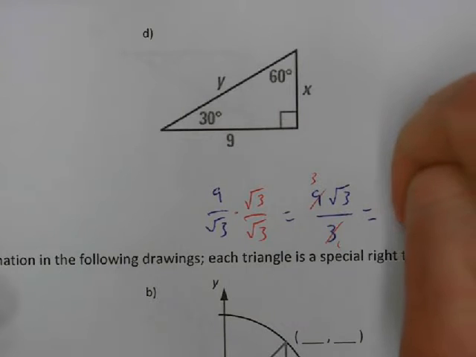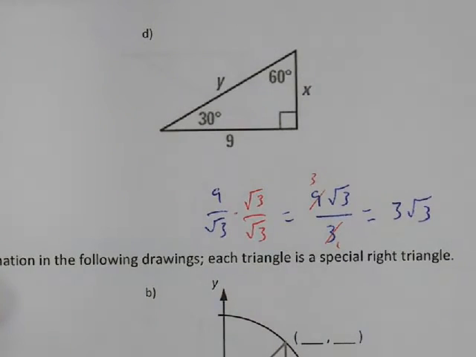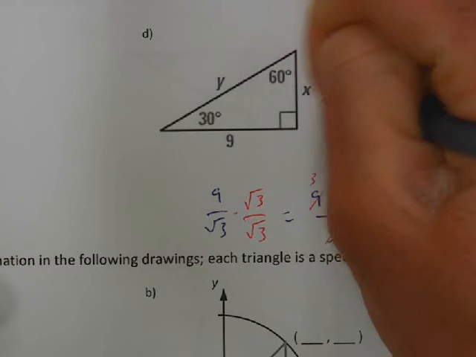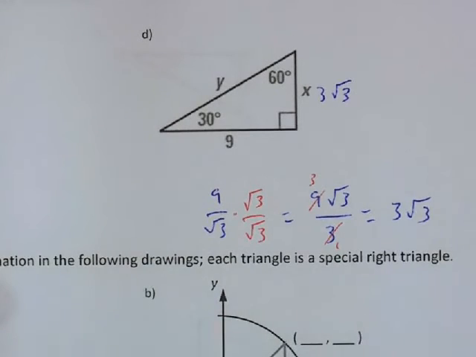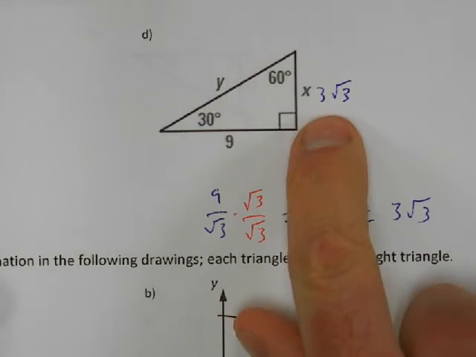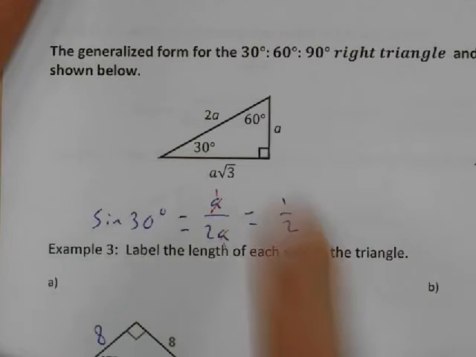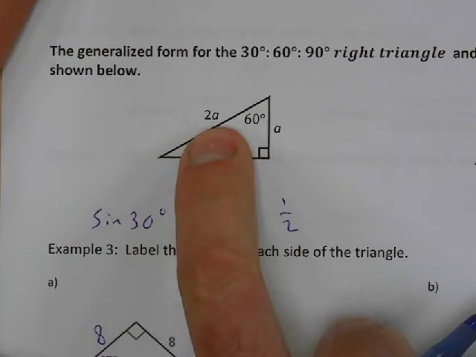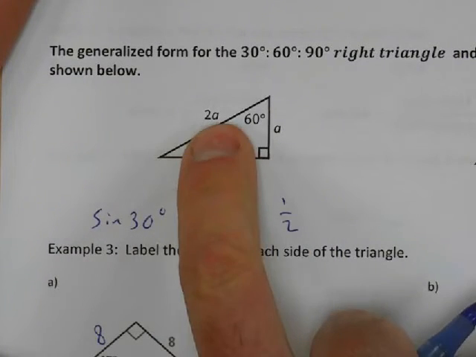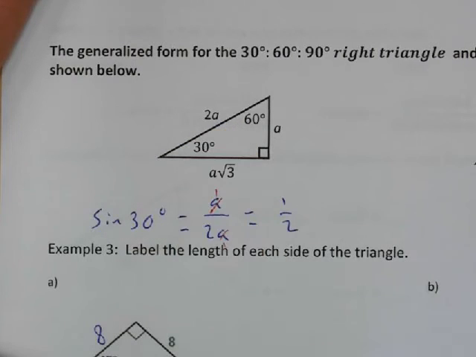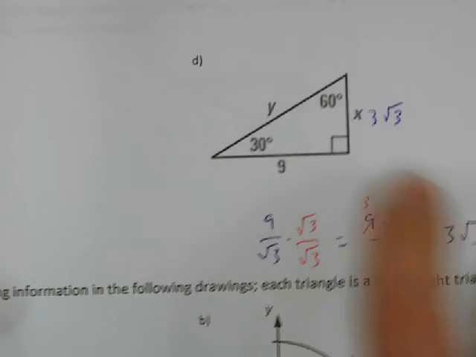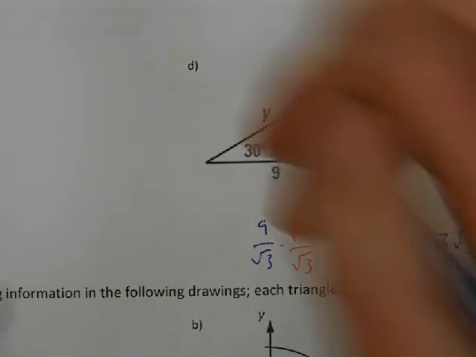And I get 3 root 3. So then my short leg is 3 root 3. Okay? And then now that we got the short leg, now the other part's easy. How do I go from my short leg to my hypotenuse? How do I go from A to 2A every time? Multiply by 2, no matter what my numbers are. So multiply this by 2, and we get 6 root 3.